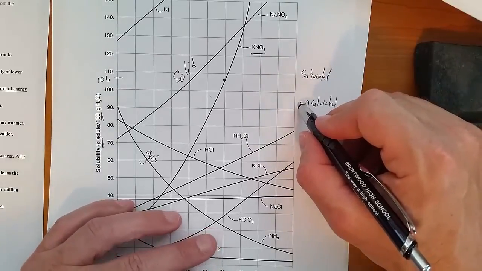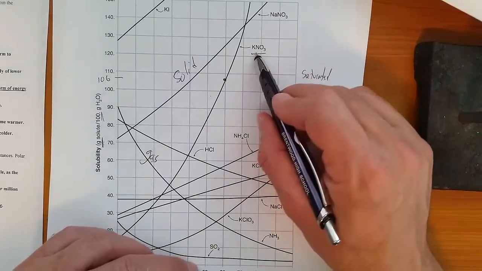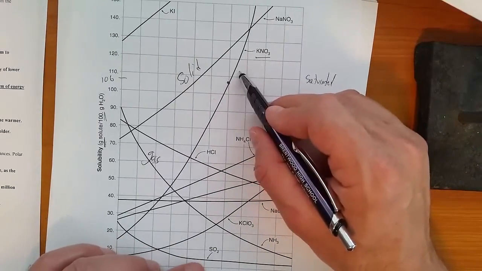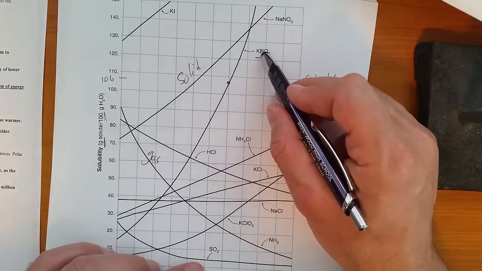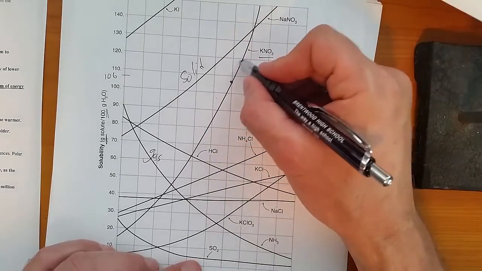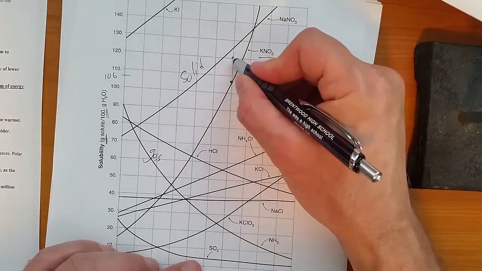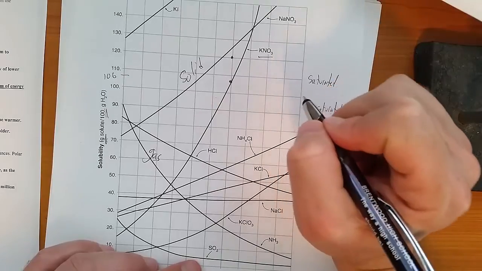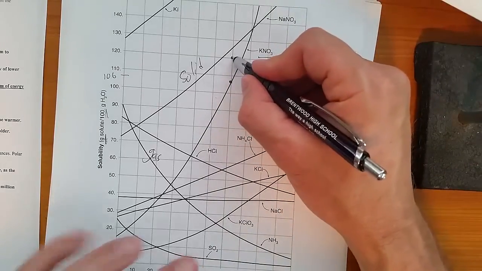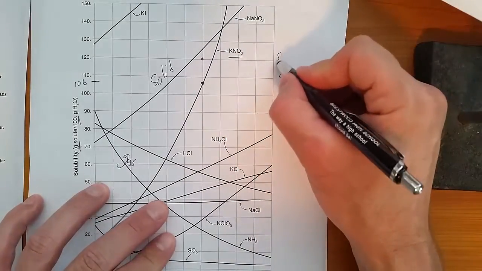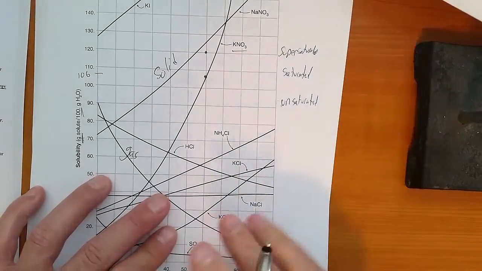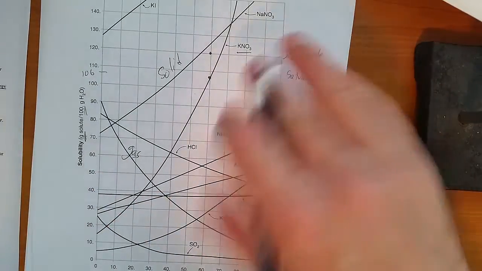Okay? If we heat up water to over 60 degrees Celsius and dissolve in a whole lot of potassium nitrate, so let's say we manage to dissolve 120 grams of potassium nitrate in that 100 grams of water, and then let it cool to 60 degrees Celsius, but that 120 grams still stays dissolved, it's above the line, that would be supersaturated.